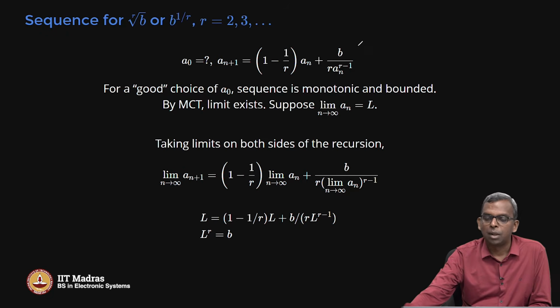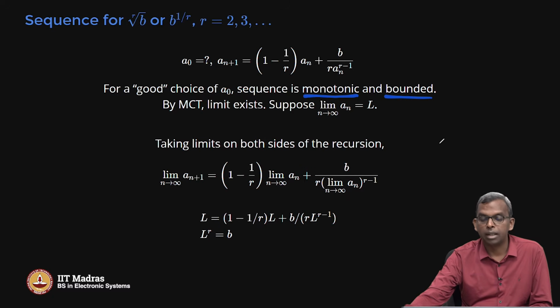Once again, we will see later on, this is a standard method called Newton's method, and that's how I've derived this recursion. We'll see that later on, but it turns out such a sequence, if you start off with a good value, could be monotonic and bounded. And once you have that kind of value, in many cases it's quite easy to find this. By the MCT, the limit will exist, and I can take limits on both sides of this, assuming that the limit is L. When I do that, and do the same process and simplify, guess what I get? I get L power r equals B.